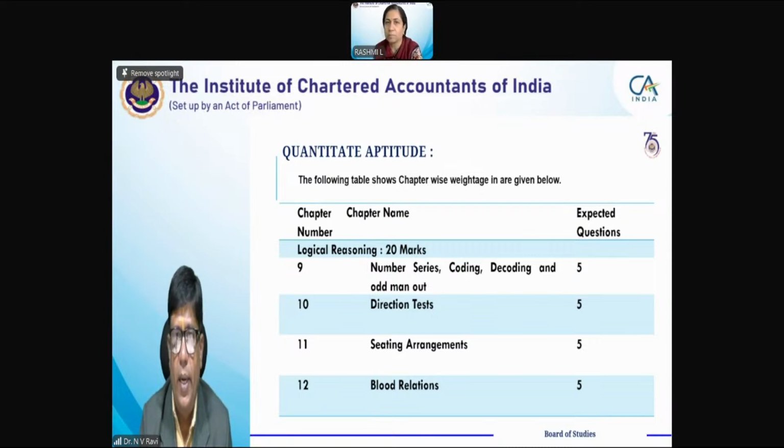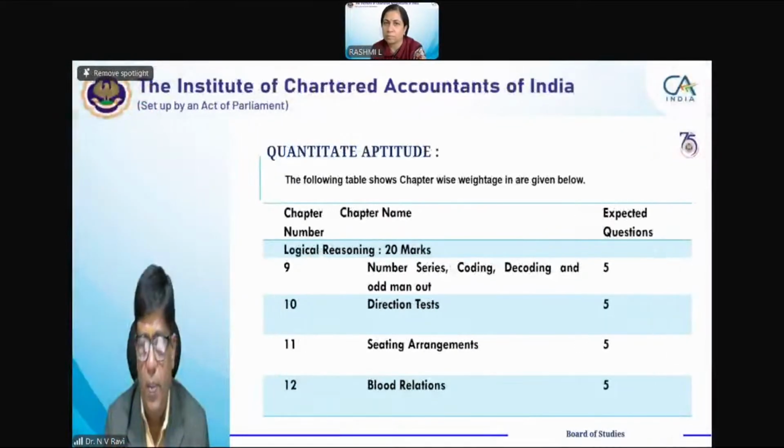Please see carefully the number series. There may be some systematic way of increasing or multiplying, some kind of approach among the numbers. It has been framed based on some logic only. And coding also is very important.